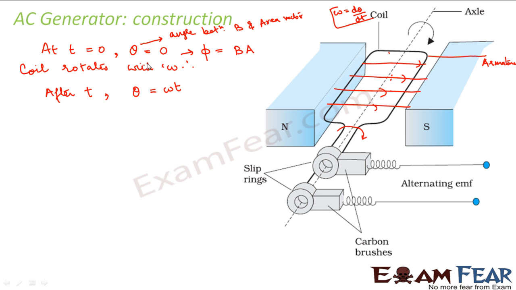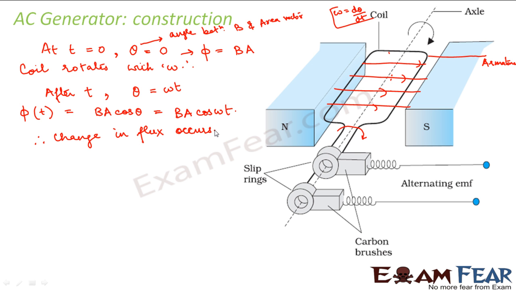So that means for this coil, theta is changing, that is, angular displacement is changing. So we can say that because of this change, the magnetic flux is changing. The flux at time t will be equal to BA cos theta, so we can write it as BA cos omega t. Therefore, change in flux occurs, because if theta changes, that is, if the orientation between the magnetic field and the area vector changes, then there is a change in flux.